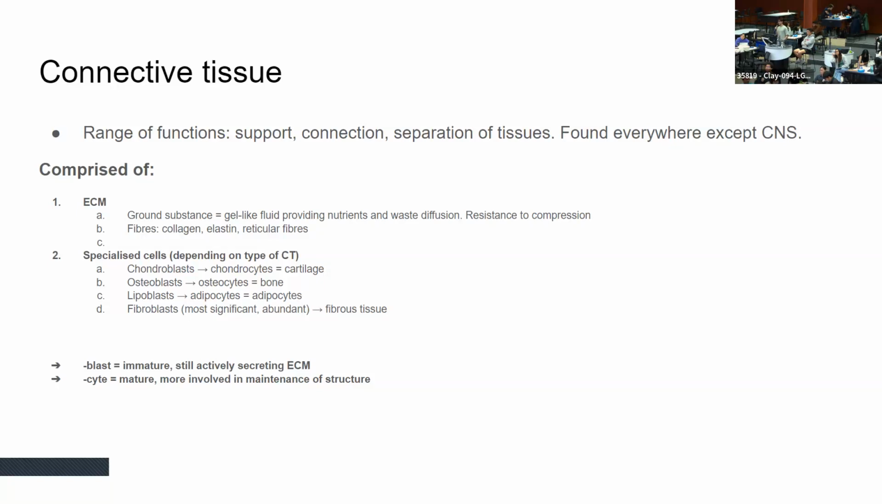We've got our chondroblasts, which mature to chondrocytes to do cartilage, osteoblasts maturing to osteocytes to do bone, lipoblasts to adipocytes for fat storage, and fibroblasts to do fibrous tissue. Just note that blast means immature, still actively secreting this matrix. And then we've got the cyte, which is a mature form of the same cell that is more involved in the maintenance of said structure.